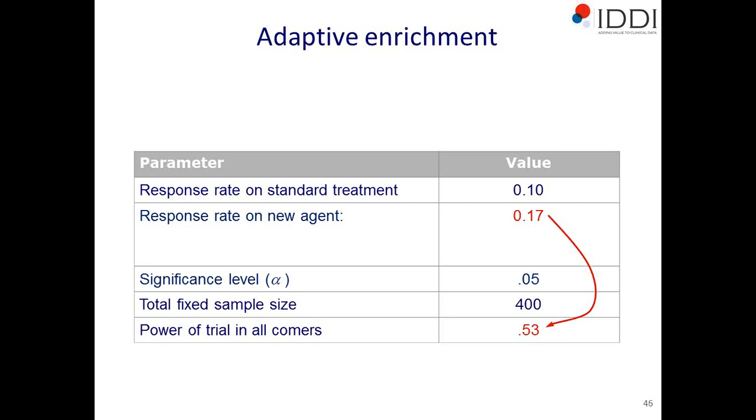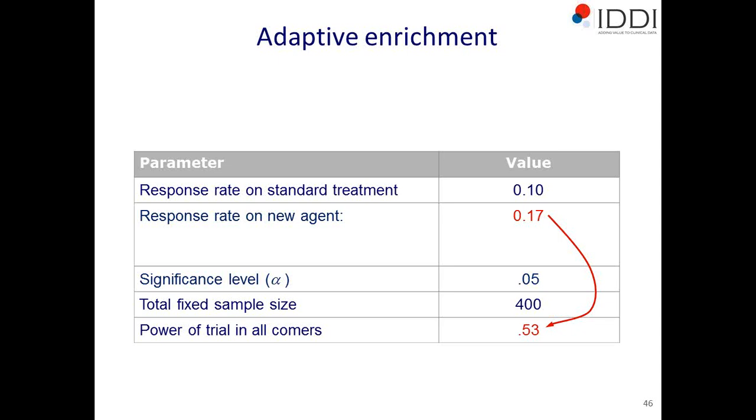Now, just imagine that the response rate on the new agent is slightly lower than you hoped for, just 17%. What happens is that all of a sudden your power drops to 53%. It's almost like tossing a fair coin. So a small difference in terms of the response rate can hugely impact the probability of finding and claiming the difference, and therefore the success of the trial.